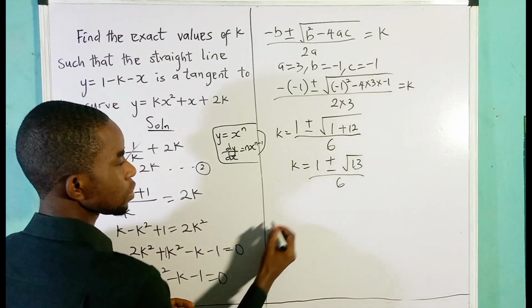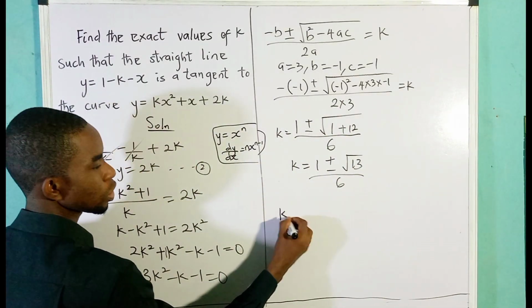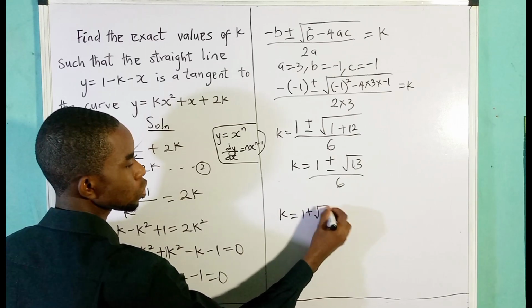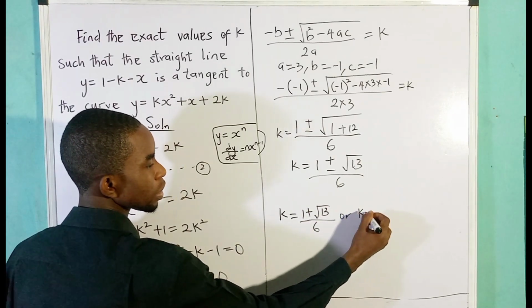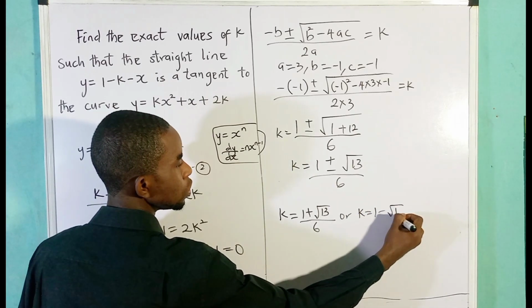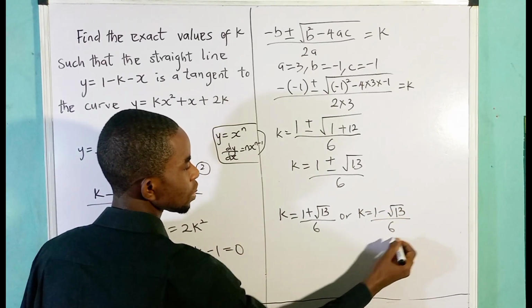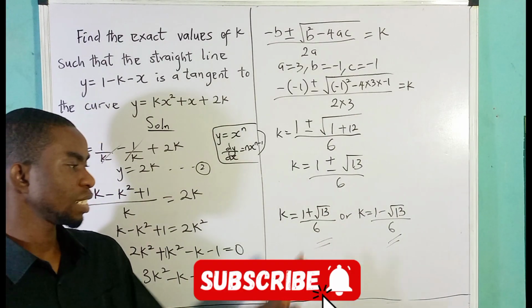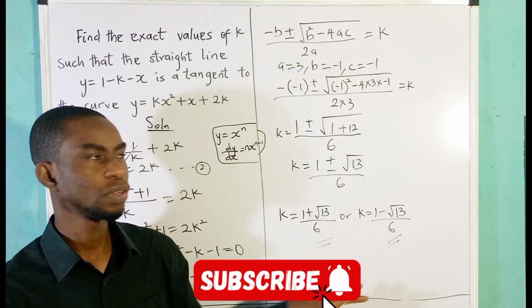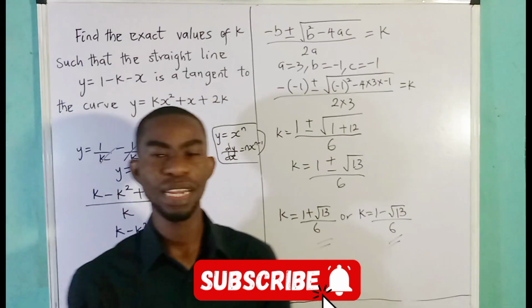And this is going to be two values. k is equals to either 1 plus the root of 13 over 6, or k is equals to 1 minus the root of 13 over 6. These are going to be our answers. You can break it further than that, but I'm going to stop here for now. This is my final answer.